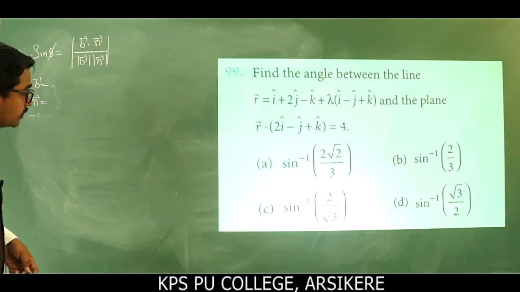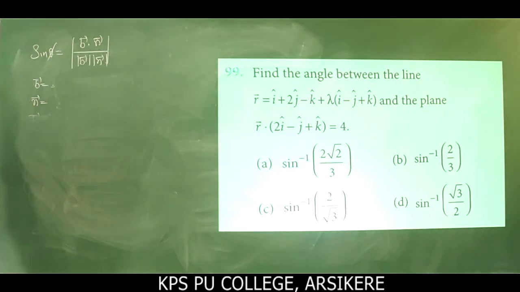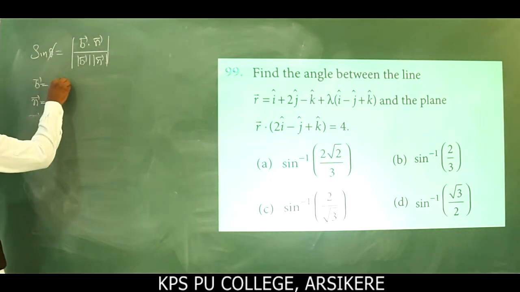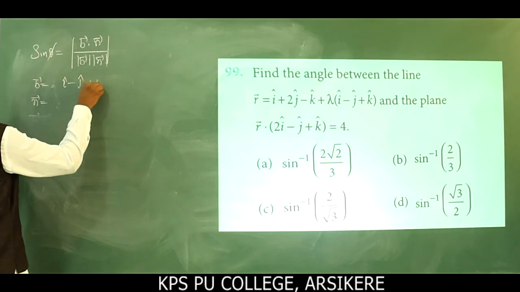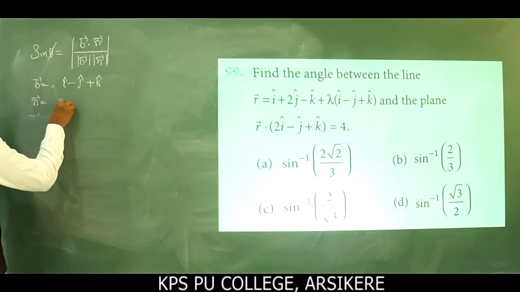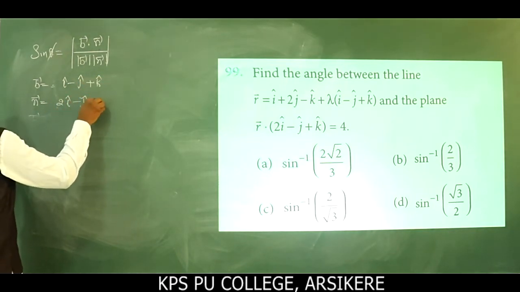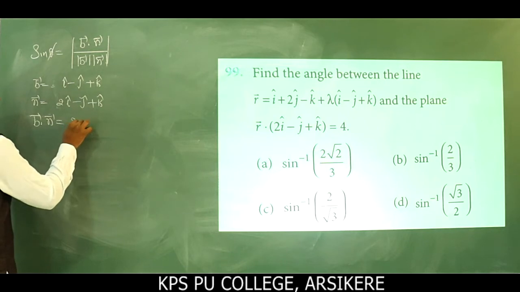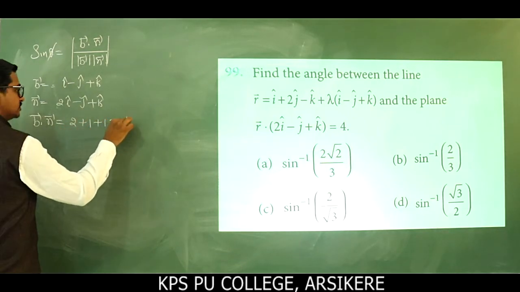sin θ is equal to vector b dot n divided by mod of b into mod of n. So what is vector b? The vector parallel to the given line is i cap − j + k cap, and n will be 2i − j + k cap. Vector b dot n is equal to 1 into 2 is 2, plus 1 plus 1, that reduces to 4.